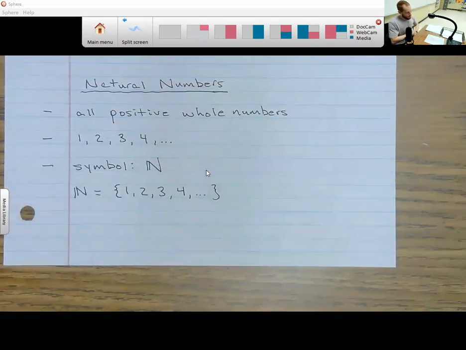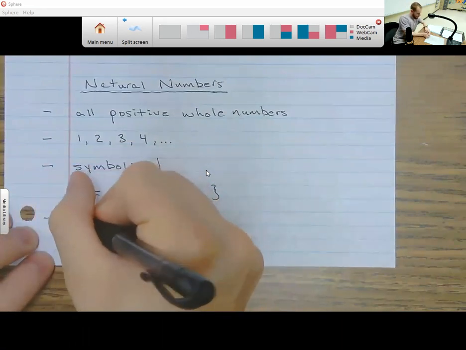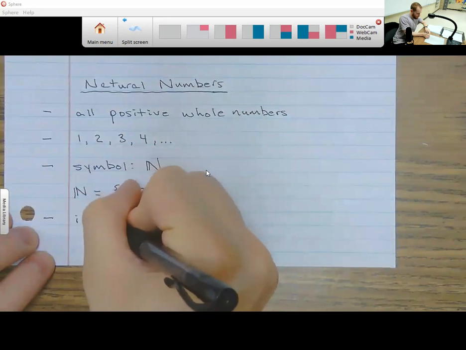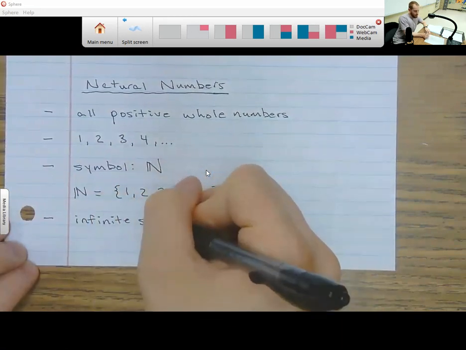Okay? So every single positive whole number is called a natural number. So this is the set of natural numbers. Here's an important fact. This is an infinite set, right? Why is it an infinite set?